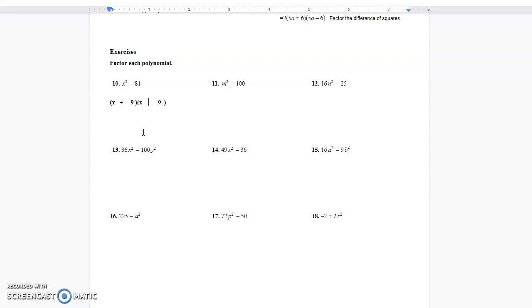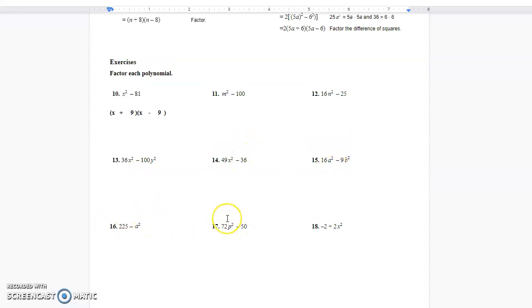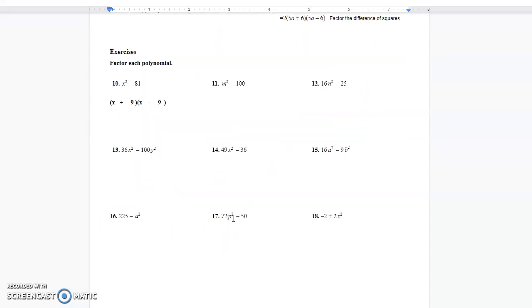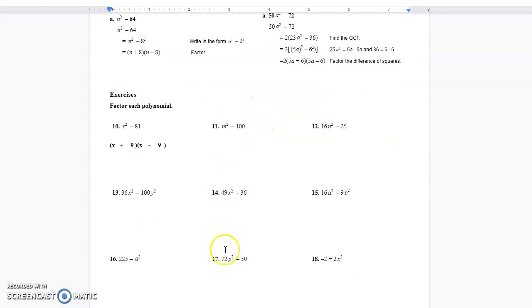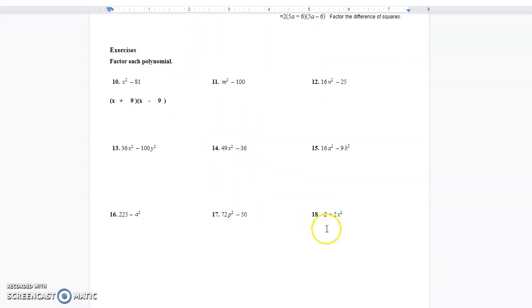Okay, so 11, both of those are perfect squares. 12, those are both perfect squares. Now, 17 and 18 are not perfect squares. I want to do 18 with you. 17, I think you can figure out based on what this example is. If you notice, they both use 50 and 72. I think you can figure that one out.